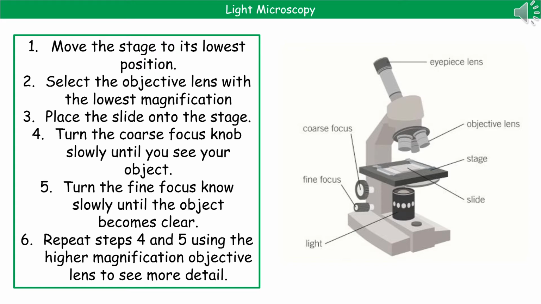So you look through the eyepiece lens, you can change the objective lens to different magnifications, the slide is put on the stage and you focus it with either the coarse or fine focus. Key thing to remember is you always start at the lowest position and then you move up.